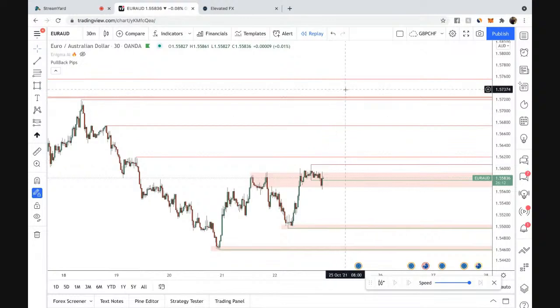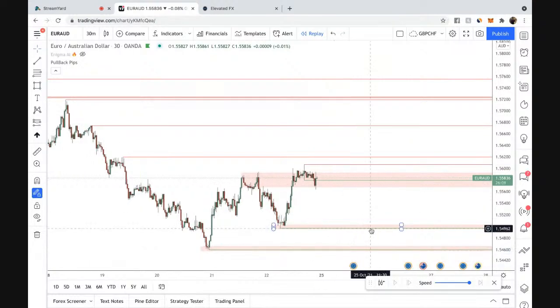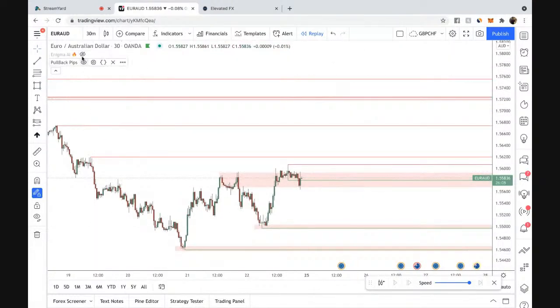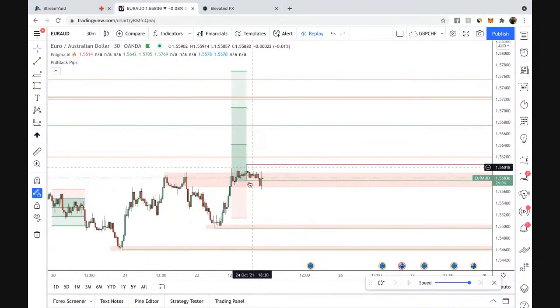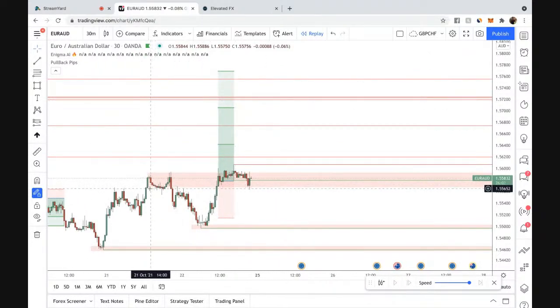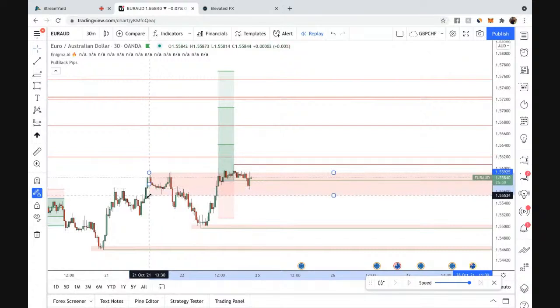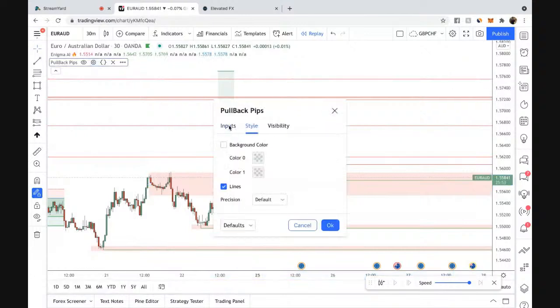We have our targets to the upside. We have our structured targets, right? Add pullback pips. Let's just add Enigma in there. We have the bias, which helps us already, because what we're looking for is a pullback to take this bad boy up. This might be interesting. So let's grab our pullback pips.